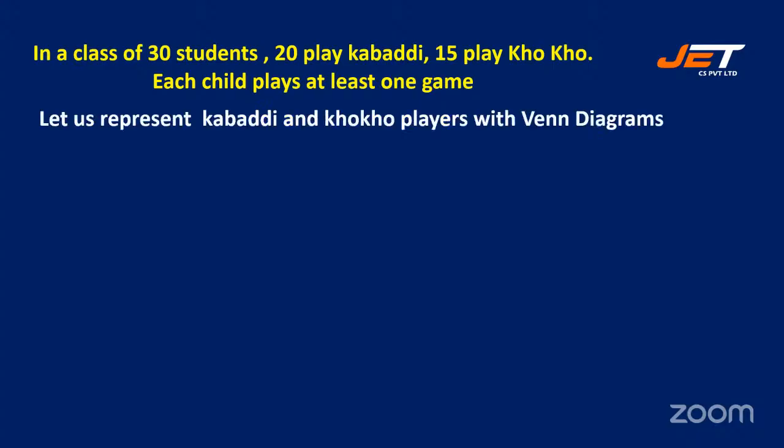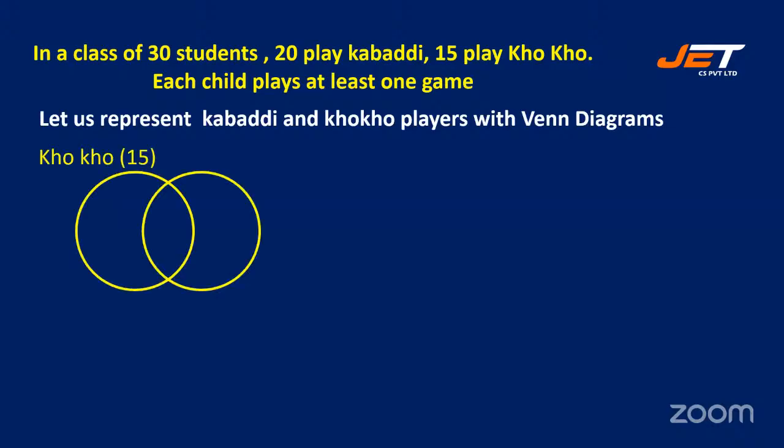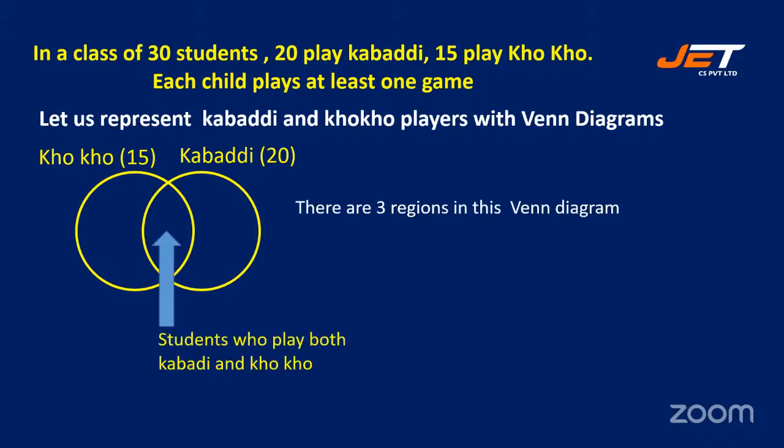Now let us represent kabaddi and kho players with Venn diagrams. See how it has been represented. For kho, it is 15. For kabaddi, it is 20. So there are three regions in this Venn diagram. The arrow mark says students who play both kabaddi and kho. We call it an intersection, isn't it? A intersection B, or kho intersection kabaddi. So that arrow-marked place means students who play both kabaddi and kho.